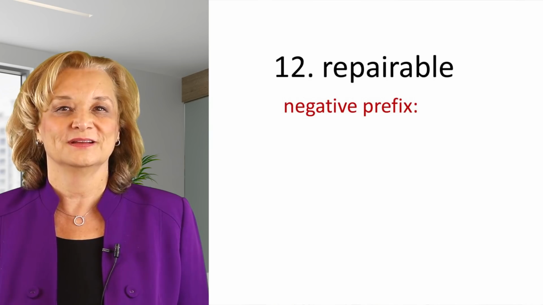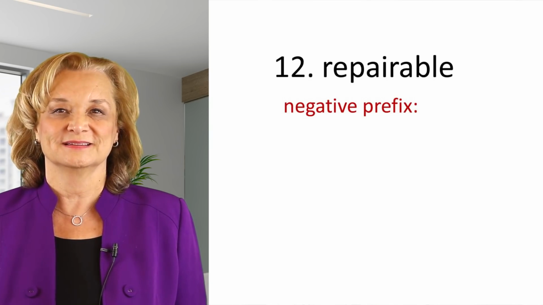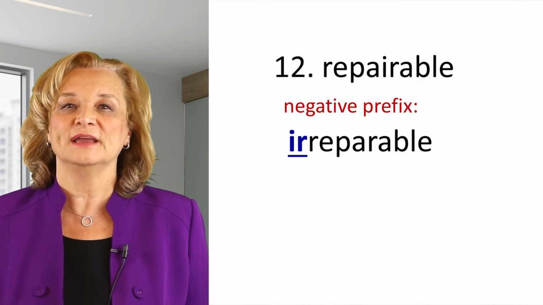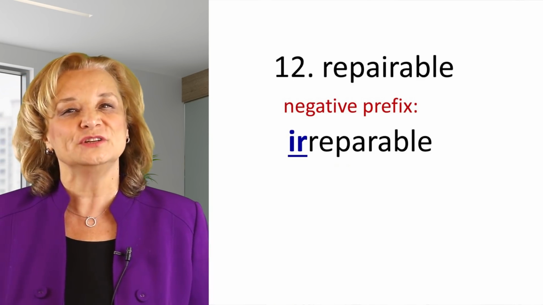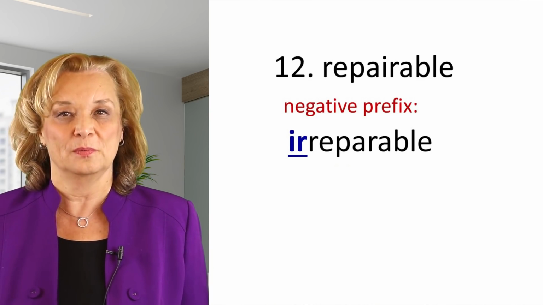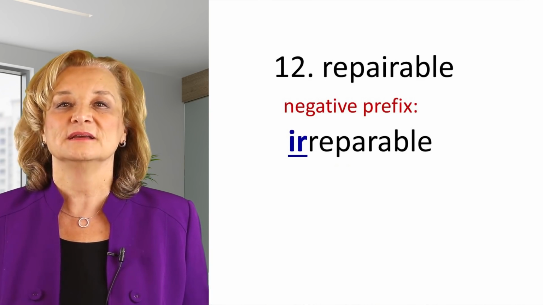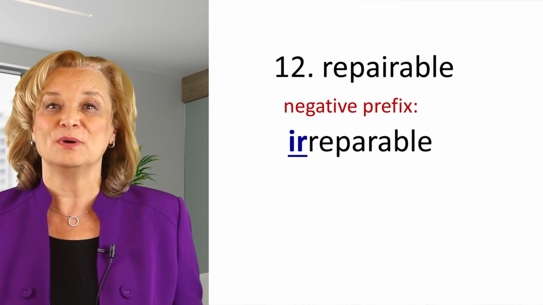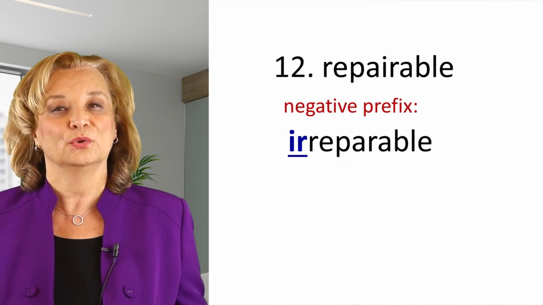Repairable. What is the prefix? This one is a little tricky. The prefix is ir, but we change the pronunciation of the word. We don't say "irreparable", we say it like this: irreparable, irreparable. And let's say both of those words again.